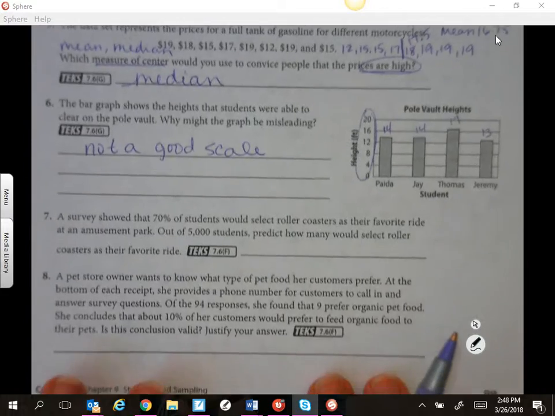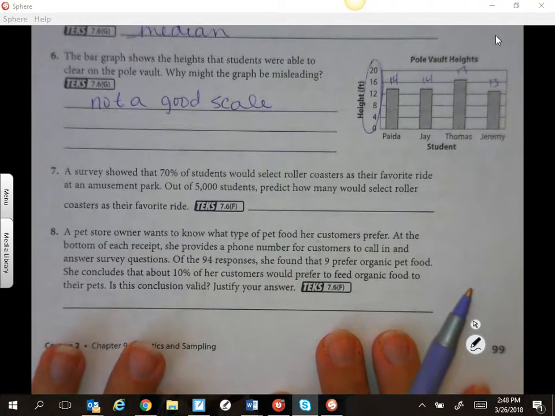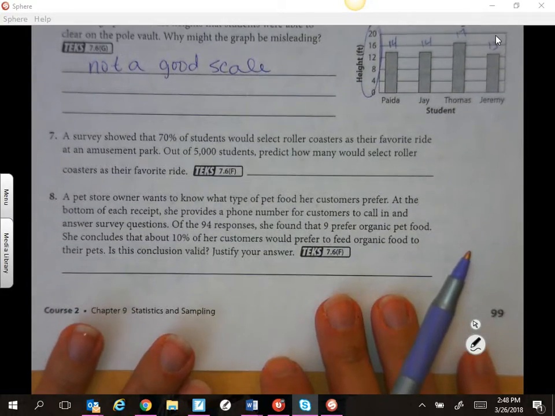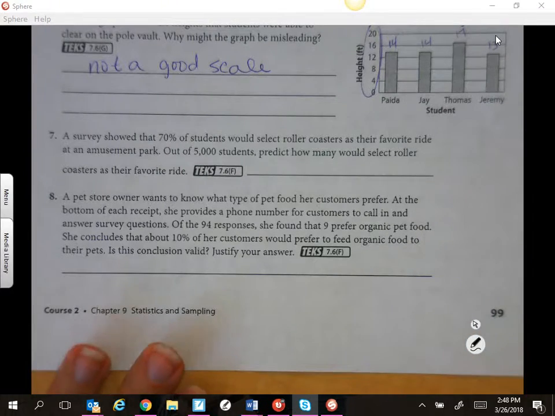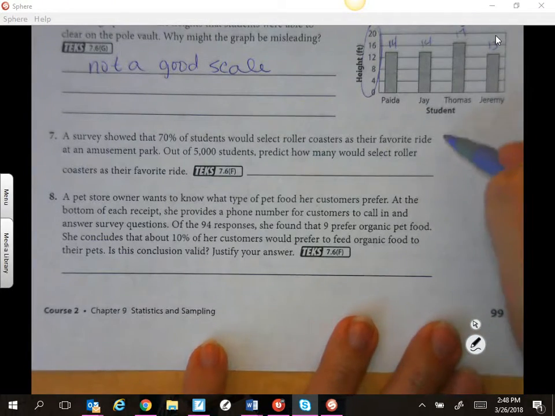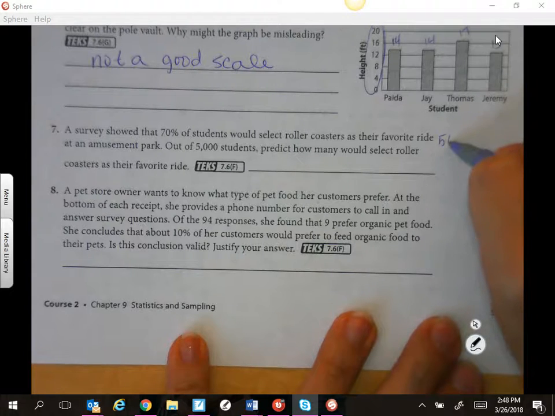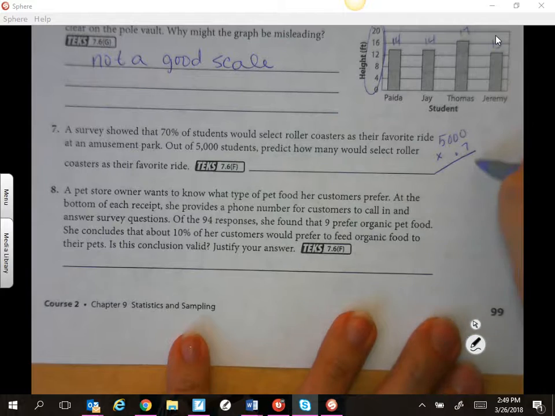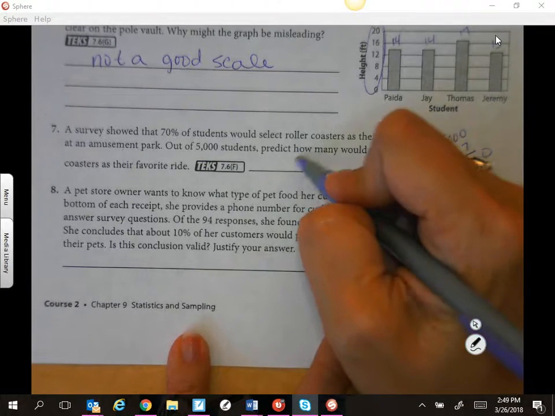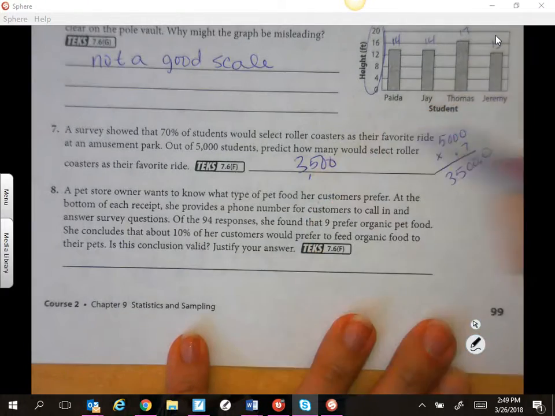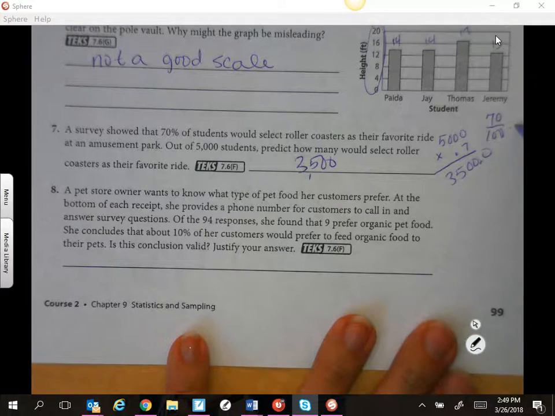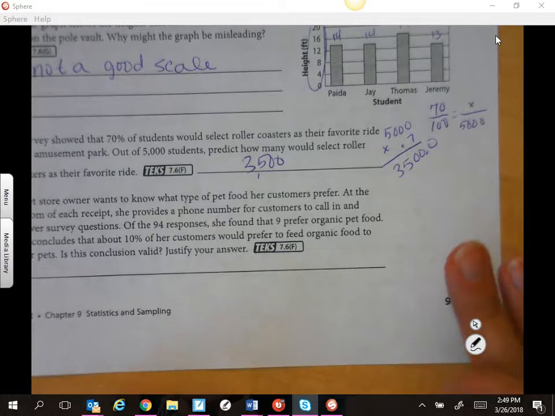Surveys show that 70% of students would select roller coasters as their favorite ride at amusement parks. Out of 5,000, how many would select it as their favorite ride? So we have a couple options here. We can say 5,000 times 0.7, which is 70% as a decimal. So we can say 3,500. You can also make a percent proportion. 70 out of 100 equals something over 5,000, and you would get the same answer.